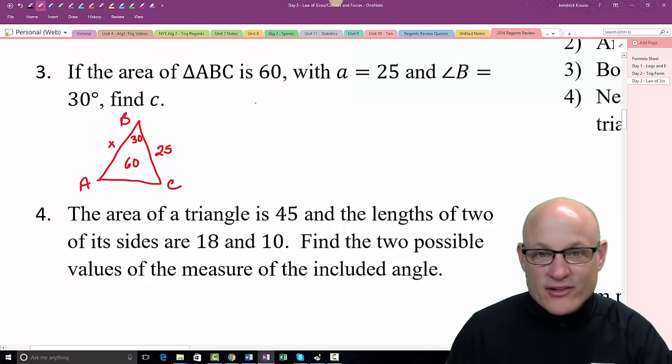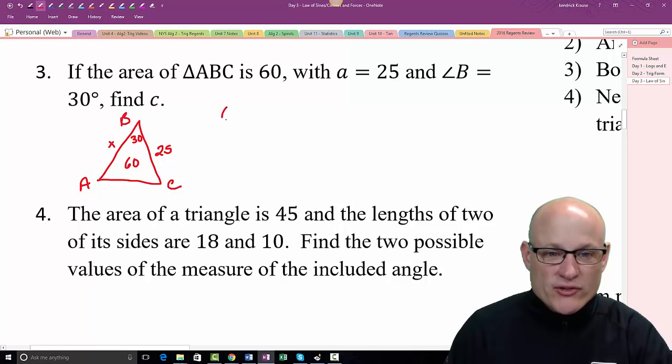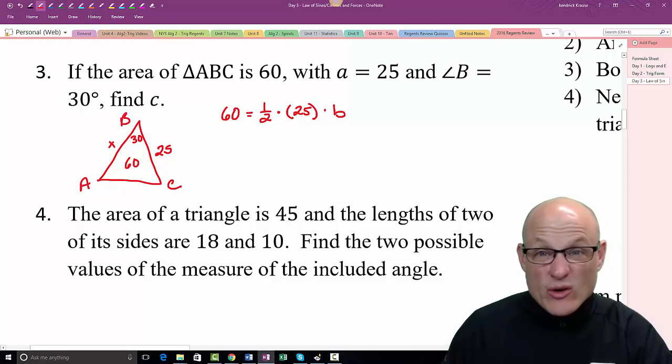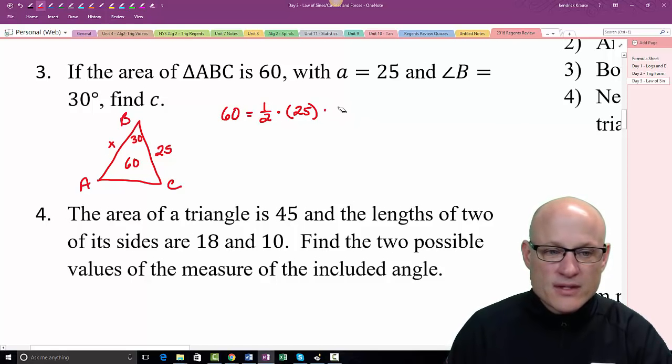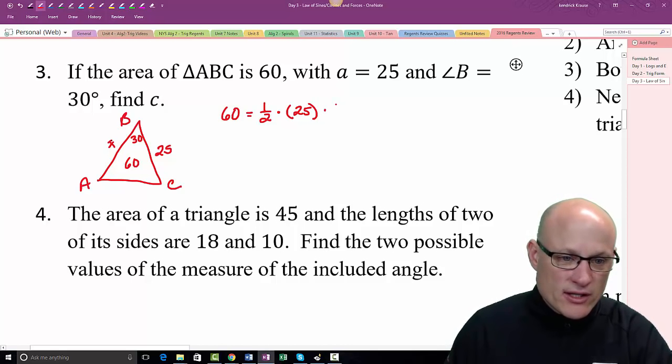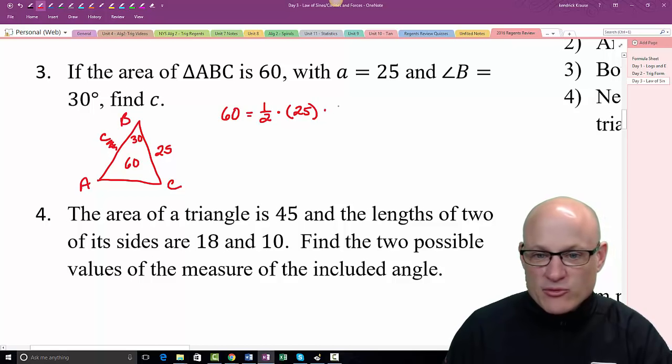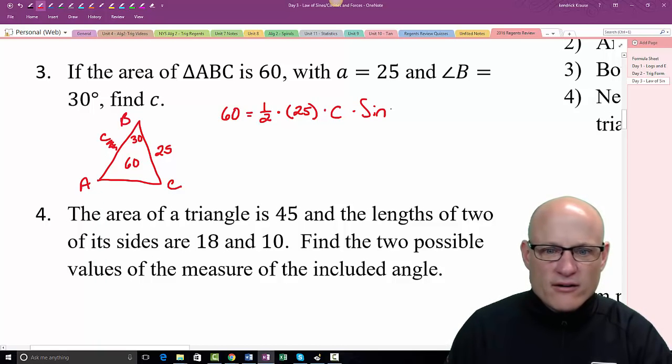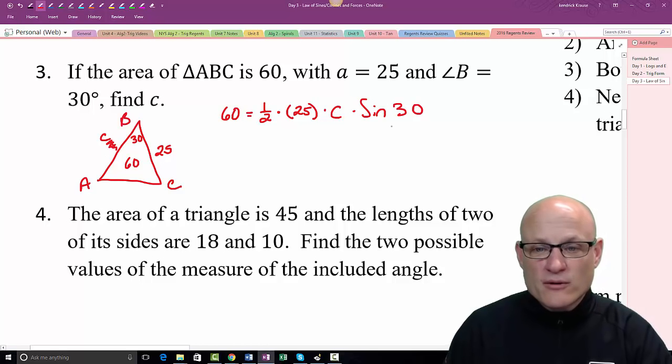Okay, we're just going to use the same formula. So 60 is equal to 1/2 times A, which is 25, times B, which we don't know. Actually, it's C we don't know, right? Probably should call it C. I called it X, so I'm going to call it X. You could call it C. All right, wait. You don't like this? Let's call it C. Times C times the sine of 30. Forgot where we were going.